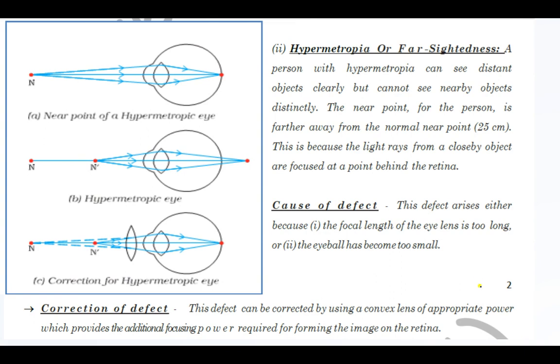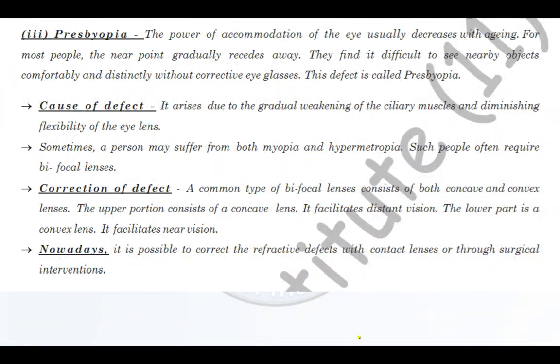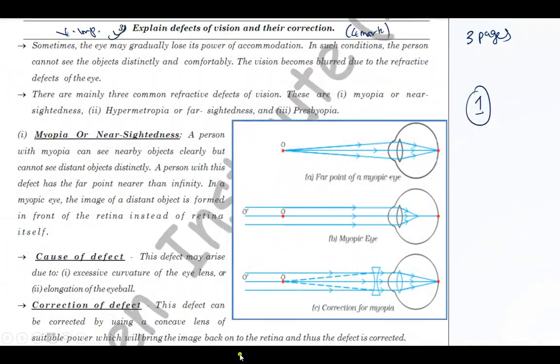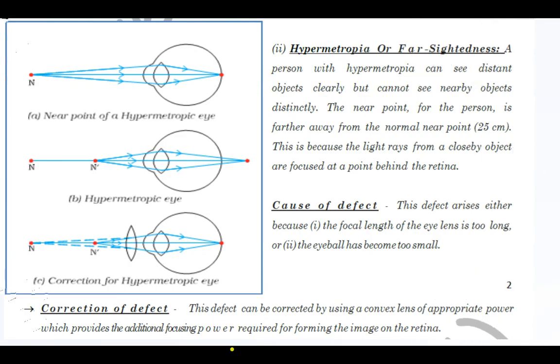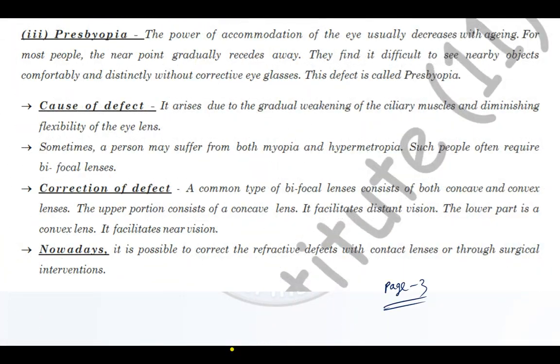This is page number 2. Pause the video, write this much. Once you finish writing this much, the answer is not yet over. You will write this information given on page number 3 about presbyopia. So this is page number 3. So there are 3 pages. I repeat it once again. This is the first page. This is the second page. And this is the third page. Now you finish your answer.